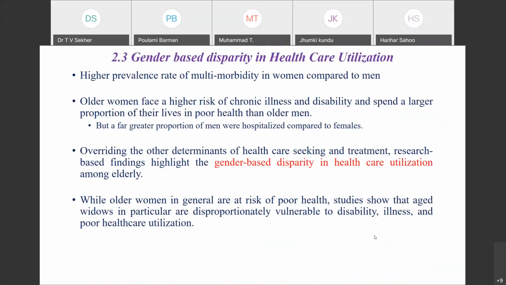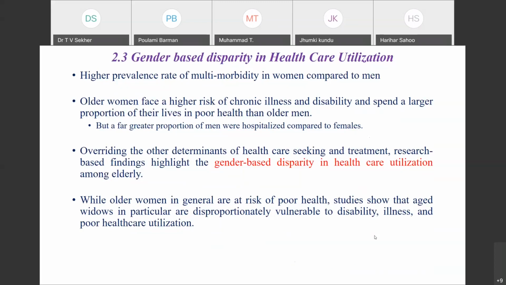Another emerging issue is the gender-based disparity in healthcare utilization. We can see a higher prevalence rate of multimorbidity in women compared to men, and older women face a higher risk of chronic illness and disability and spend a larger proportion of their lives in poor health than older men. But a far greater proportion of men are hospitalized compared to females.